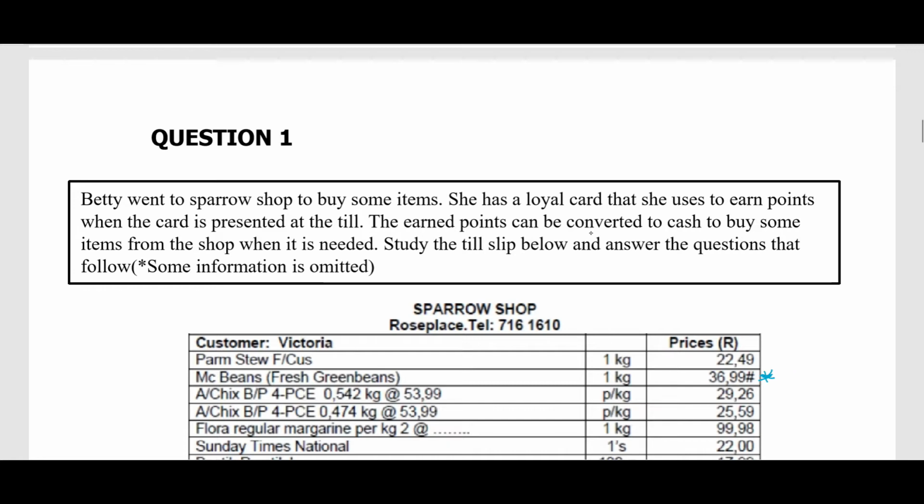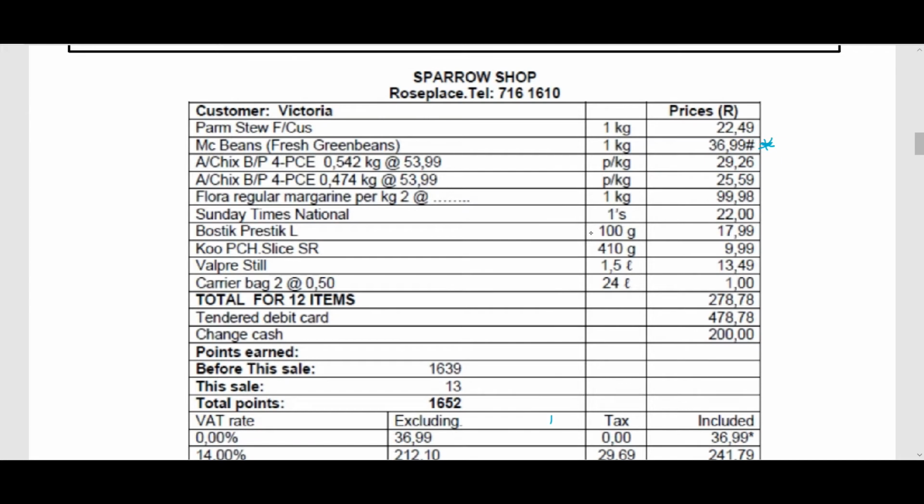And if you see a receipt, it must also show you the items that you bought, to say, okay, this one bought a carrier bag and also some mac beans, some delicious mac beans there. And it must also indicate the price for those items, right? A receipt also shows you how many items you bought. So in this case, you bought how many items? 12 items. If you count, you find that your items are 12, right?